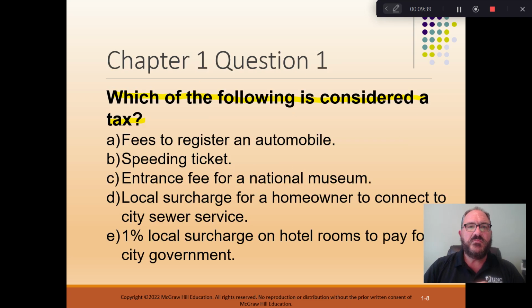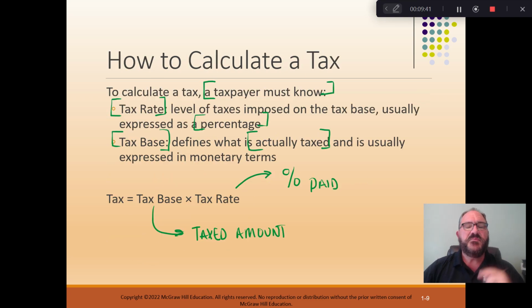All right, next one. How to calculate a tax. So in other words, now we got, okay, how do we calculate a tax? And actually, we're coming right up on 10 minutes. So I'm going to stop it right here. We'll be back with part 2 in just a minute.